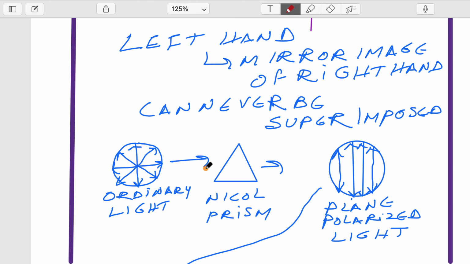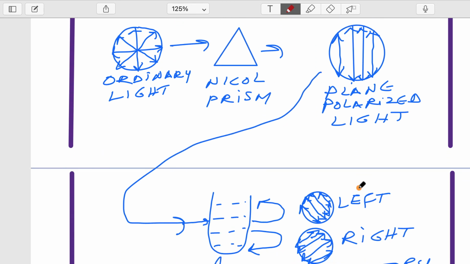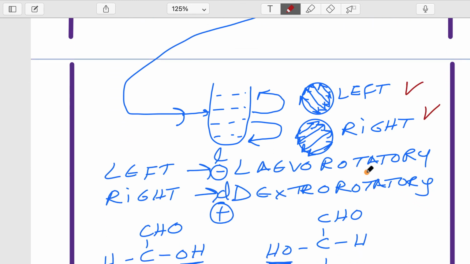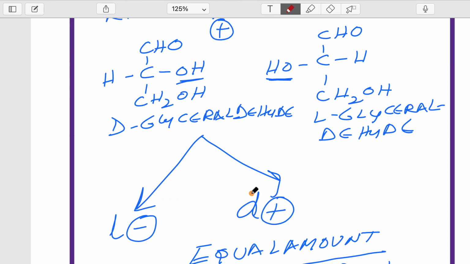Then we said ordinary light can travel in all directions, but when you pass it through the Nicol prism, it becomes plane polarized light in one direction. When a solution is placed in its path, the path of the light is deviated either towards the left or towards the right. If towards the left, we said levorotatory, that is small l and minus, whereas towards the right, dextrorotatory, that is small d and plus.